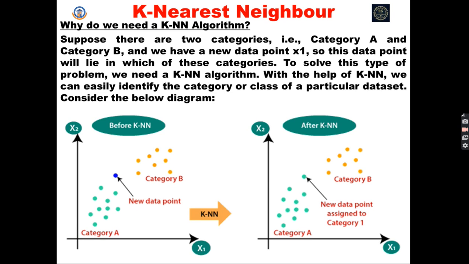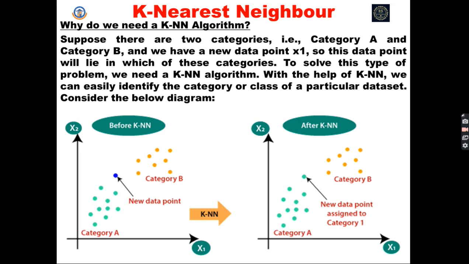Then, let's see why we need a KNN algorithm. Suppose there are two categories, category A and category B, and we have a new data point x1. Which of these categories will this data point lie in? To solve this type of problem, we need the KNN algorithm. With the help of KNN, we can easily identify the category or class of a particular data set.